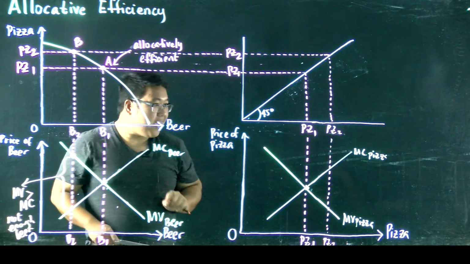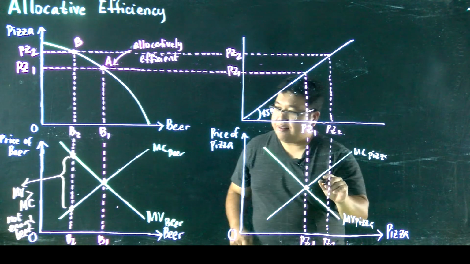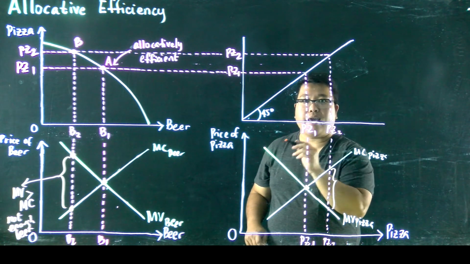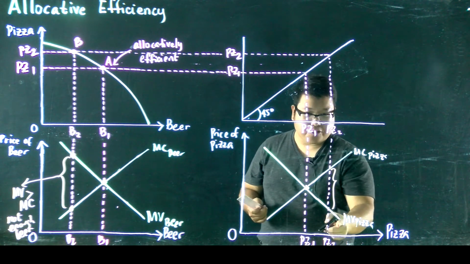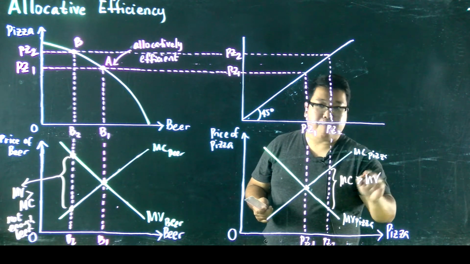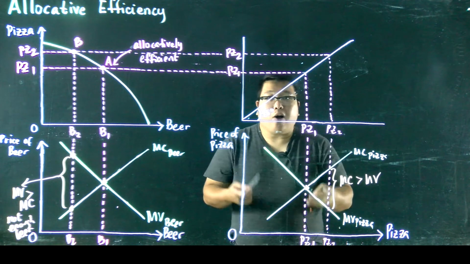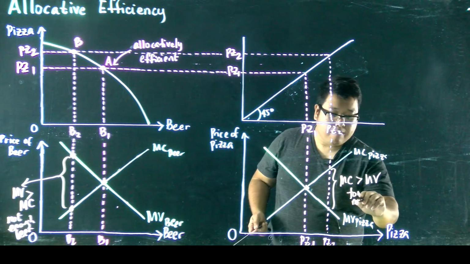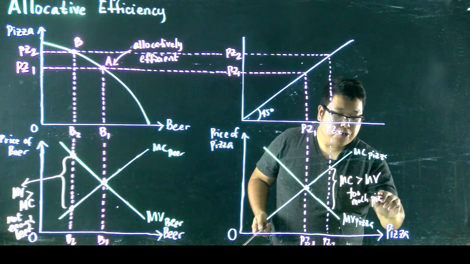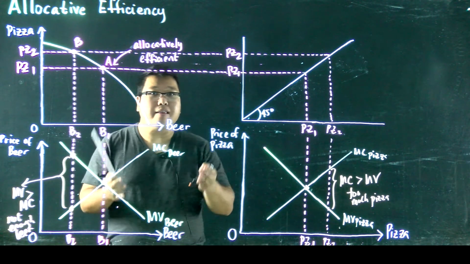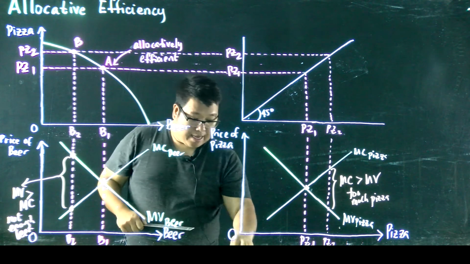Now, if we look at this side right here, we see that the marginal cost for pizza is bigger than the marginal value for pizza. So MC greater than MV. And what's going on here? The economy is producing too much pizza. So our conclusion here is that at point B, it's not allocatively efficient.